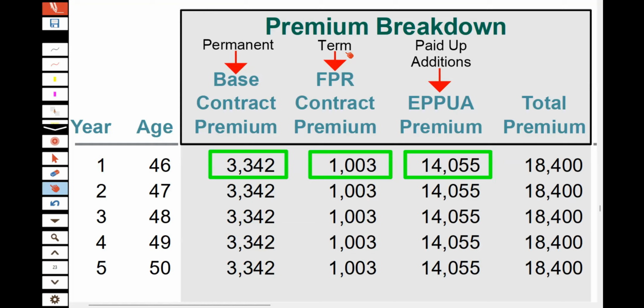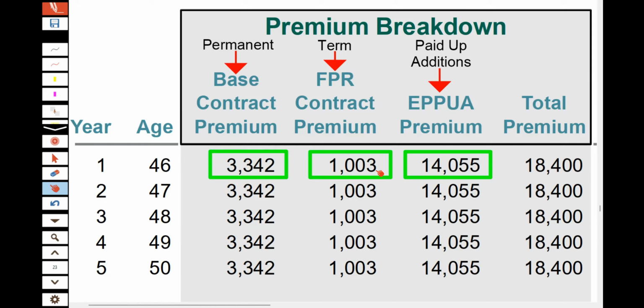We've discussed why term is much cheaper than permanent. So that is why we add a term rider to the policy, because it helps us to bring down the cost of insurance. So there's a few different things that we're doing to the design of the policy to bring down the cost as low as possible. These two numbers combined, this 3342 coming from the permanent aspect of the policy and this 1003 coming from the term aspect of the policy, these are buying a certain amount of death benefit.